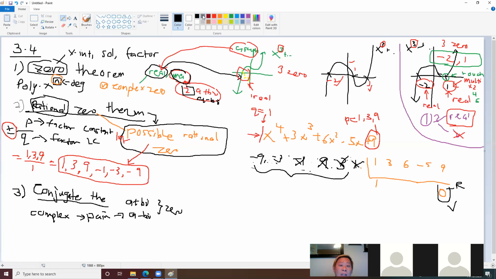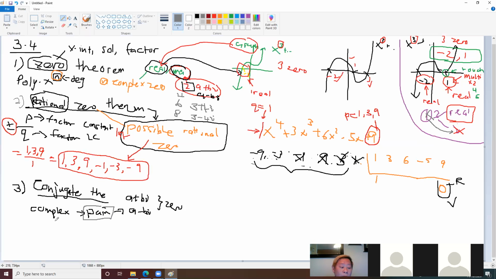So for example, if you find out that 3 plus 4i is a zero, then 3 minus 4i automatically is a zero. So they always come as a pair. When you talk about this, you cannot have just one imaginary zero. You always have to have 2 or 4 or 6 or 8, because it always comes in a pair based on this theorem.